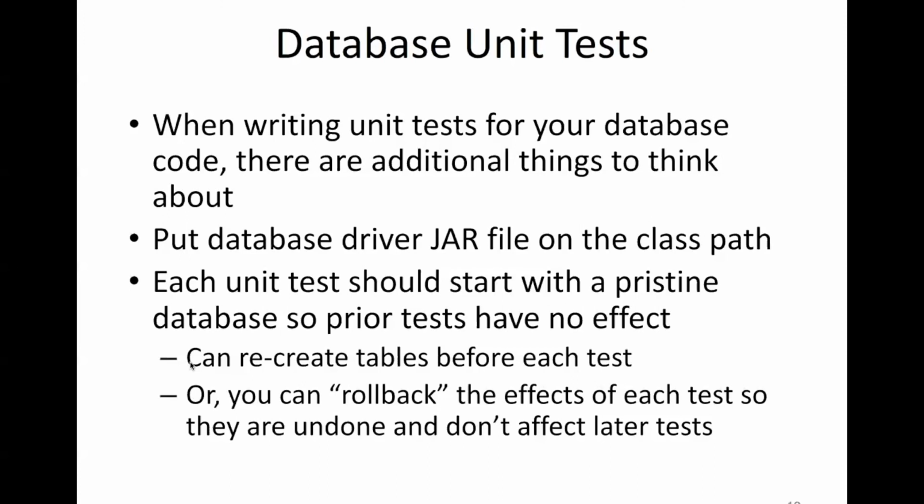But if your database gets pretty complex, you're probably going to want to do option 2 here, which says to roll back the effects of each test when you're done, so they don't affect later tests. Remember, you can run code in a transaction, and then you can decide to roll the transaction back instead of committing it. If you do that, you can run your tests, but none of the tests actually commit changes in the database, so no later test will see a change that an earlier test made. And I'm going to show you example code of that way of doing it.